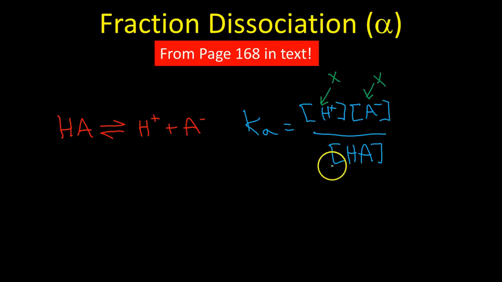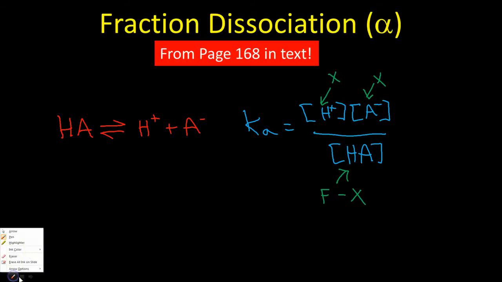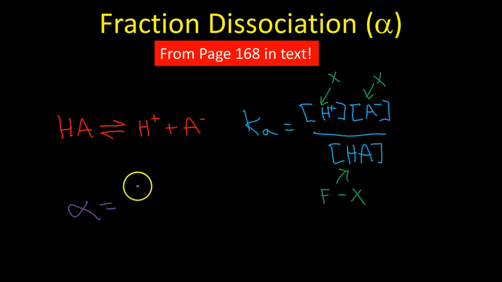And then we said the formal concentration that we started with of HA, every time you produce one of these conjugate bases, you're going to subtract one from your HA. So we would call that F minus X. All right, and again, this is at formal concentration. So that's the initial concentration. So in terms of alpha, how we describe this is we can use this equation here. So alpha is equal to X over F.